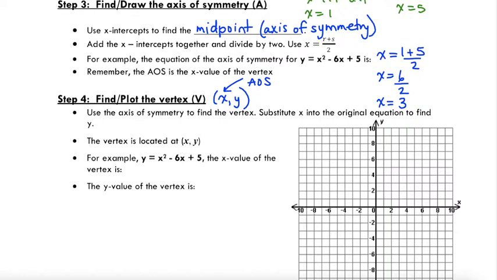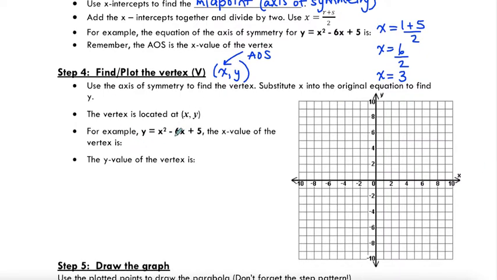So we're going to take a look at our equation, y equals x squared minus 6x plus 5. And we know that our x value of the vertex is 3, because that's our axis of symmetry that we found. So now we're going to take that value of 3, and we're going to put it in place of our x squared and our x.